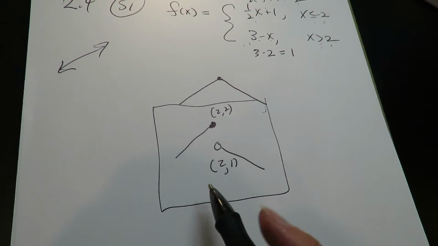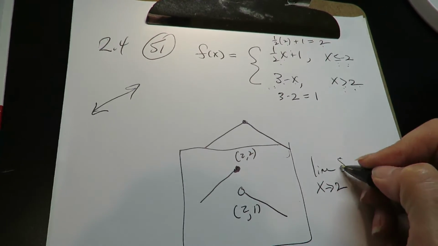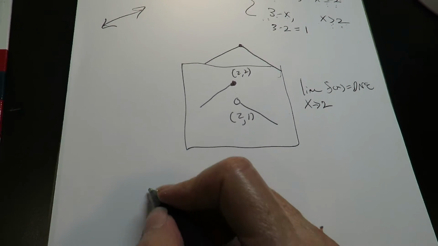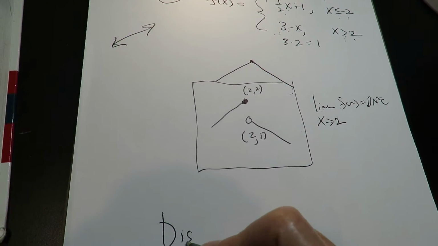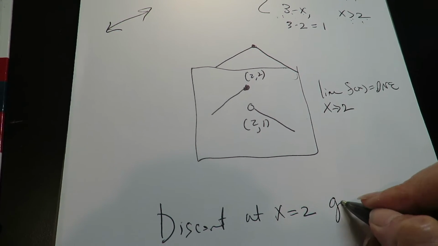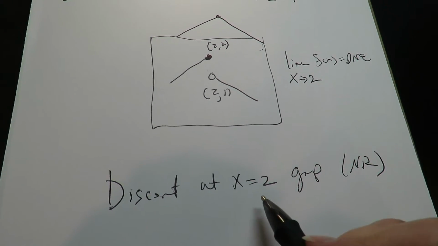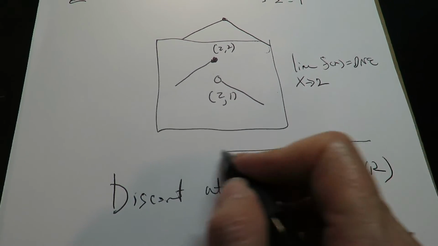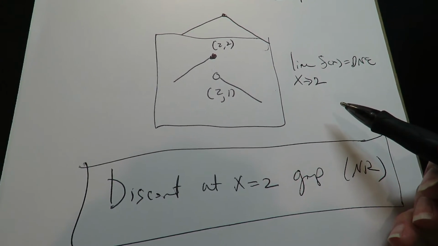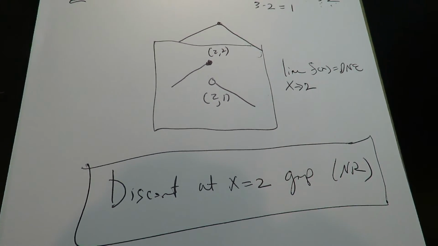As you approach 2 on this f of x, it's a DNE, right? The two-sided limit fails to exist. So in terms of continuity, at 2, we have a gap, so therefore it's non-removable. Because if you look at the rules for continuity, the one-sided limits have to exist and be equal, and that's not true in this case.